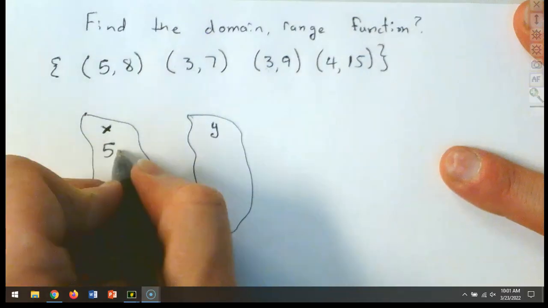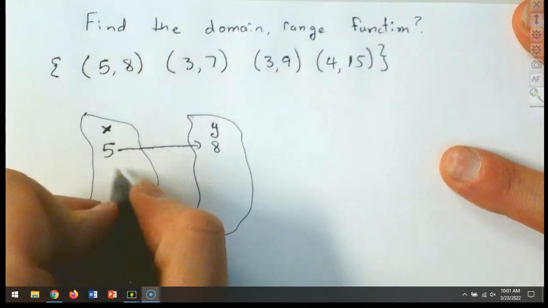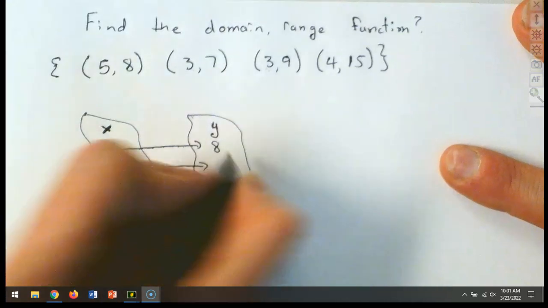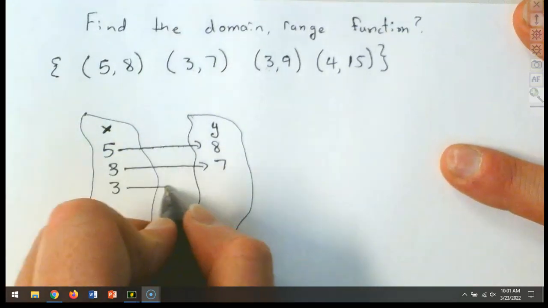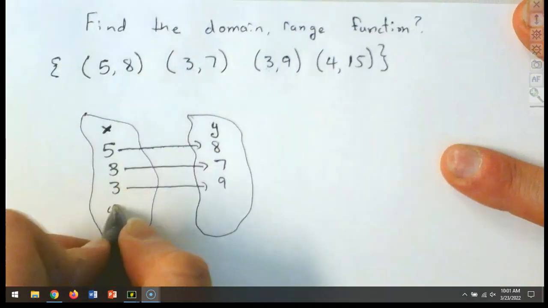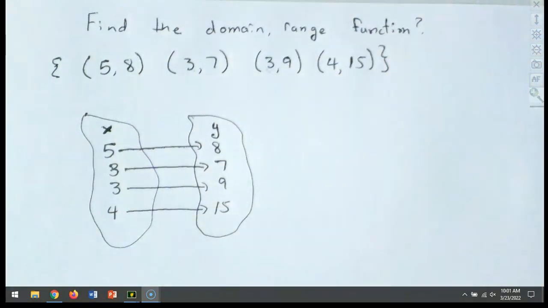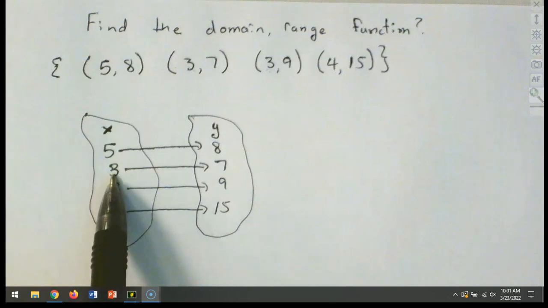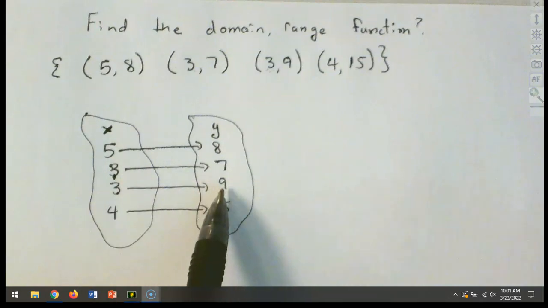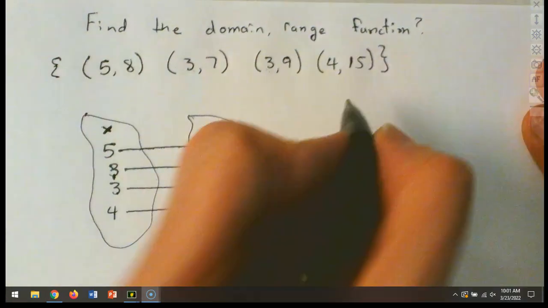So 5 maps to 8. 3 maps to 7. 3 also maps to 9. And 4 maps to 15. And we work with functions in mathematics because we want to make sure that we always get the same answer out. Right? There's only one right answer. And this wouldn't be a function because if somebody plugs in a 3, they get a 7. But if I go plug in a 3, I get a 9. And we don't want that, right? We want one answer out. So this would not be a function.